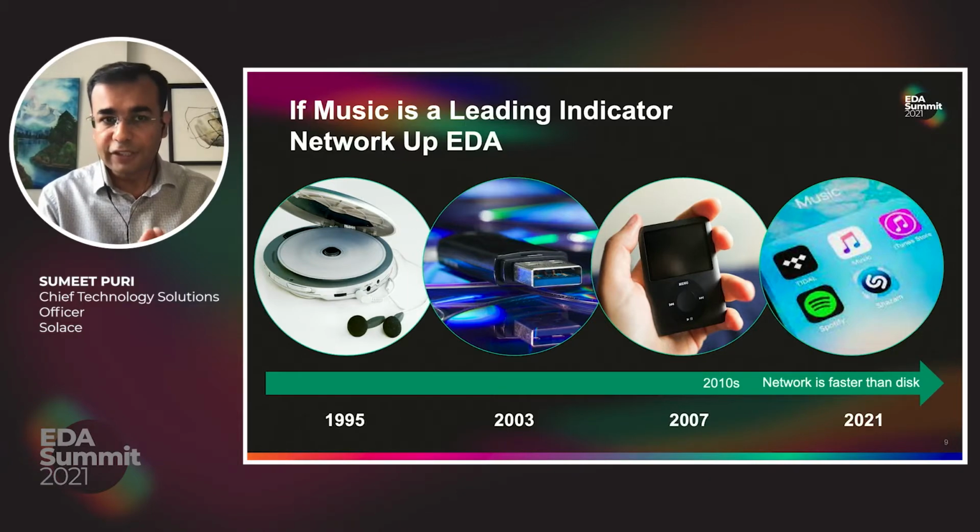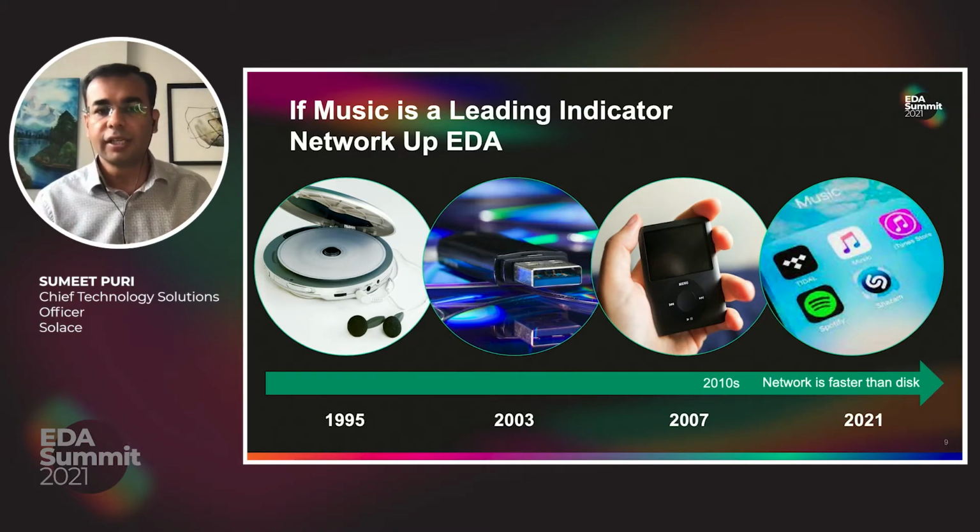Yeah, so if we take music as a leading indicator of evolution, what has changed in the past 20 years? Till about 2010, disks were faster than the network. But with the advent of 10 gig Ethernet in data centers and then 4G and 5G beyond that, we've seen network has more bandwidth, more speed than disk now, right?